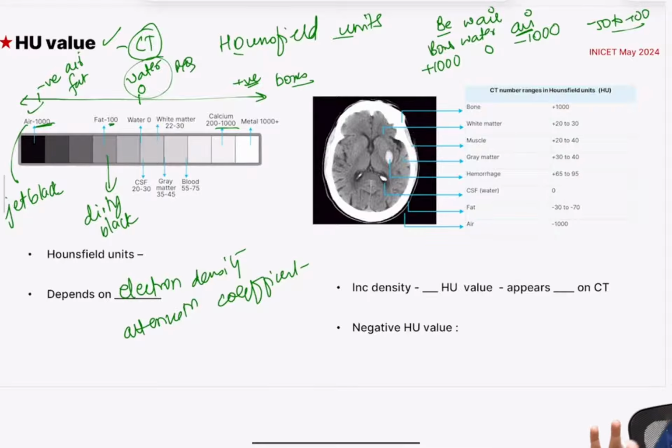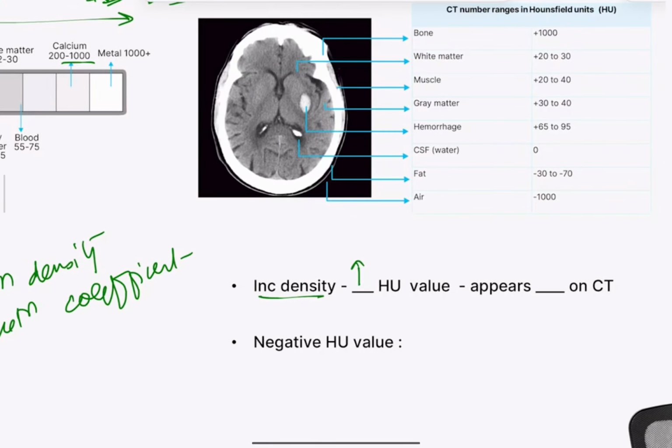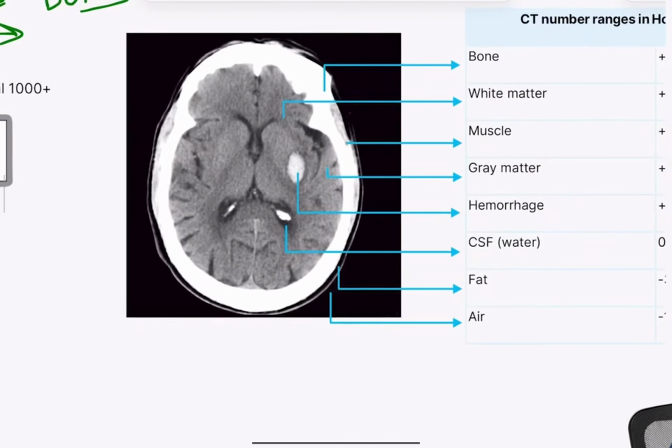It is black but not like jet black. Right? So remember that increased density means increased HU value and it appears white on CT like on X-ray. Negative HU value is for air and fat: air minus 1000, fat minus 52 to minus 100. So let's have a look at this image.